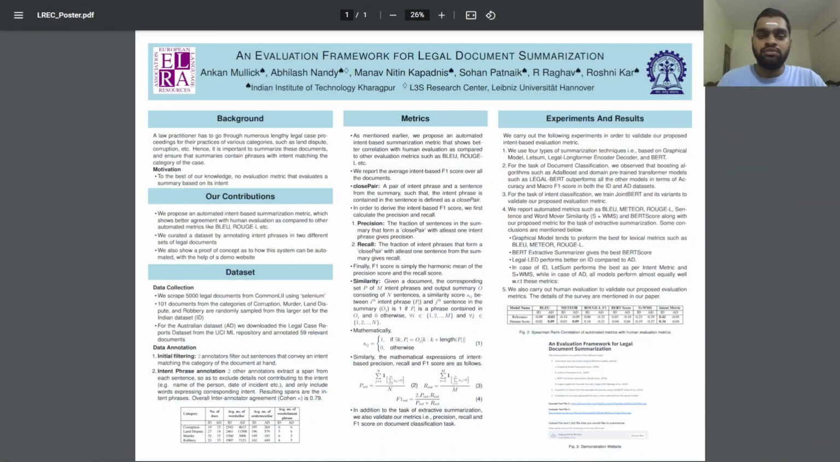I am Raghav, a final year undergraduate student from Indian Institute of Technology, Kharagpur, and today we are here to look at our work and evaluation framework for legal document summarization. The authors are Ankan Mullick, Abhilash Nandy, Manav Nitin Kapadnis, Sohan Patnaik, R. Raghav, and Roshni.